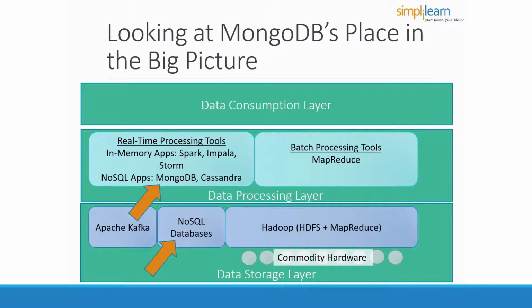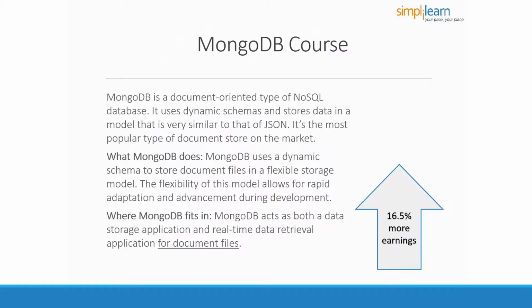First, looking at MongoDB. MongoDB is a document-oriented type of NoSQL database. It uses dynamic schemas and stores data in a model that is very similar to that of JSON. It's the most popular type of document store on the market. What it does: MongoDB uses a dynamic schema to store document files in a flexible storage model. The flexibility of this model allows for rapid adoption and advancement during development. MongoDB acts as both a data storage application and a real-time data retrieval application for document files. So that's the thing you want to remember about MongoDB: it's a NoSQL database for document files.